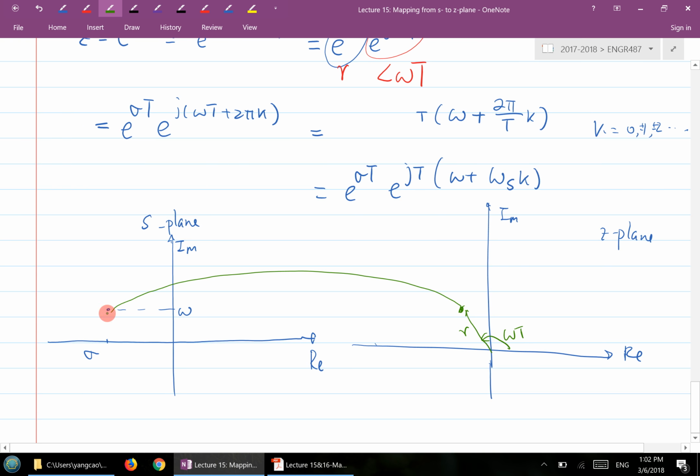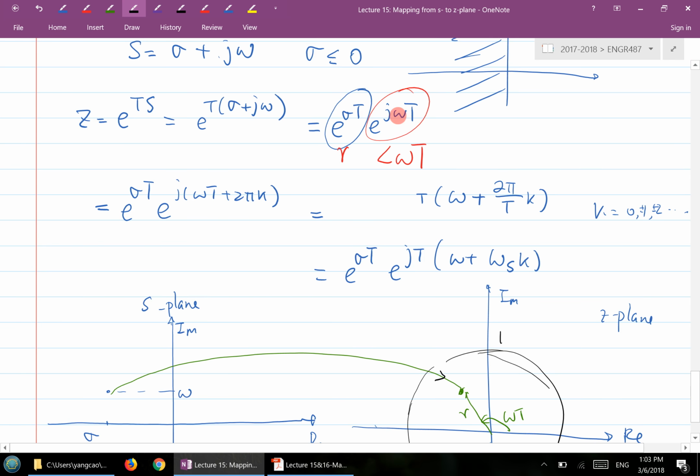So this pole here is mapped to here, and we for sure know that this is going to be within the unit circle, right? For sure we know that. So that's a mapping.